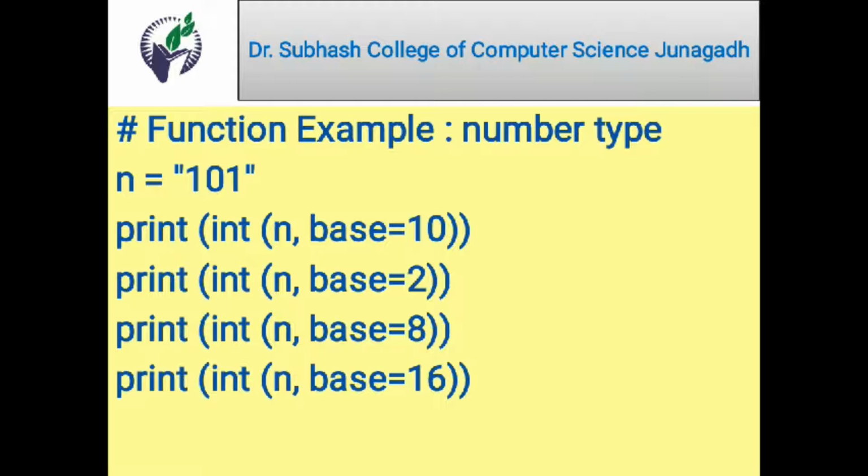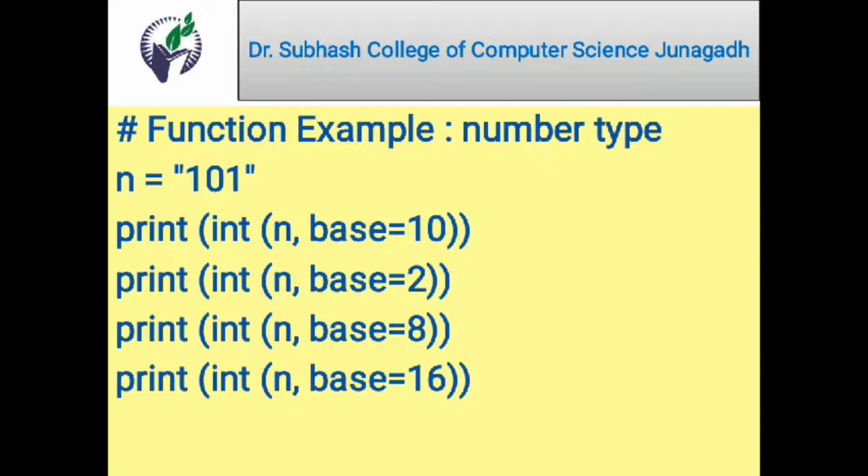Base equal to 2 means this number is binary. So 101 in decimal is 5. This will give you the equivalent of this binary number 101. Why? Because we have given base equal to 2. So by converting this binary number to a decimal number, we will get the value 5. So first, that is 101, the second output will be 5.